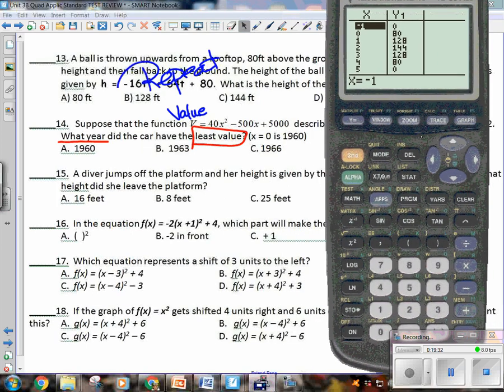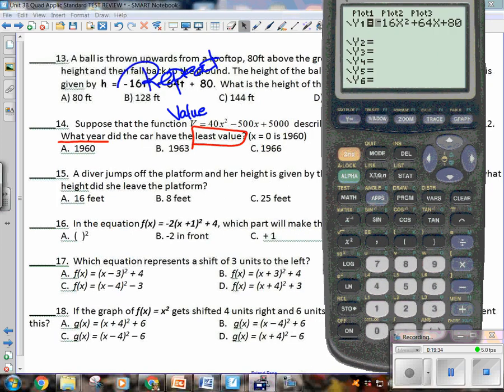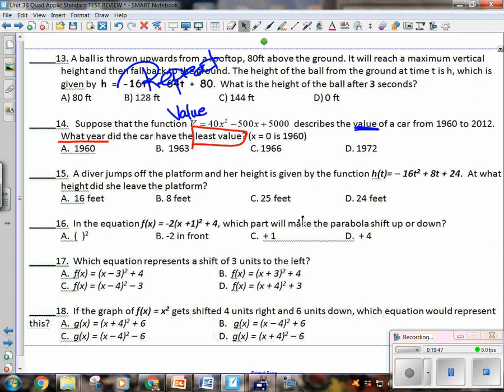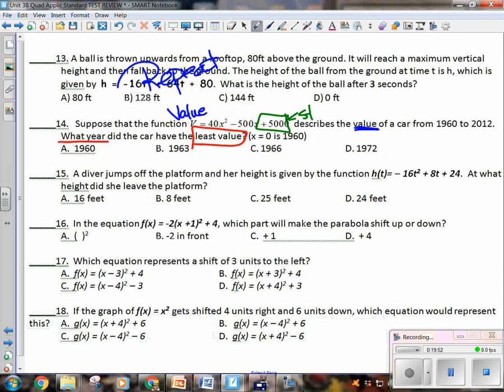All right. This is a big calculator test. Make sure that you practice 40x squared minus 500x plus 5,000. If I were to ask you the start value, would you remember that the number at the end is the start amount? And since this equation is for V, this would be the start value. Remember, if it was for H, it would be the start height. So apparently this car was valued at $5,000 when we started.